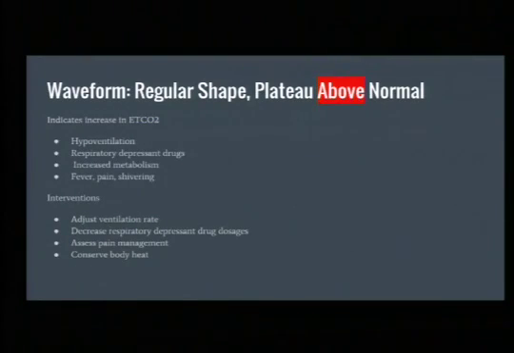Now if your plateau is above the normal range, then they're hypoventilating. They've had respiratory depressant drugs on board, or fast metabolism. Think about that if you've given them, or if they've taken any kind of stimulant drug, meth, PCP. All of those are going to have a high metabolism, or they're shivering, or they have a fever. So again, adjust their ventilation rate, decrease the depressant drug dosages so they're not so sedated, assess pain management, and conserve their body heat.